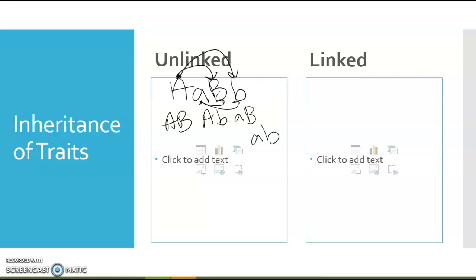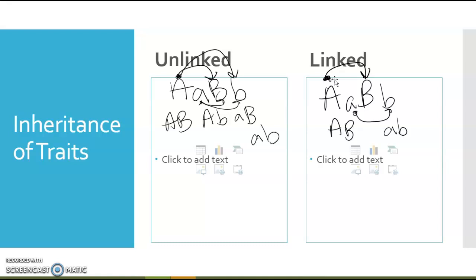Now, with linked genes, on the other hand, the location of these genes compared to each other is very close in proximity. And so you're not going to get all of this independent assortment in all four different versions. But because they're in close proximity, one version is going to be related to the other version. And so you're not going to find as much independent assortment. You're going to have, say, the capital A always linked with the capital B and a lowercase a linked with the lowercase b, and they're inherited together.